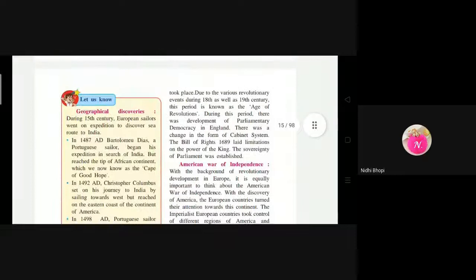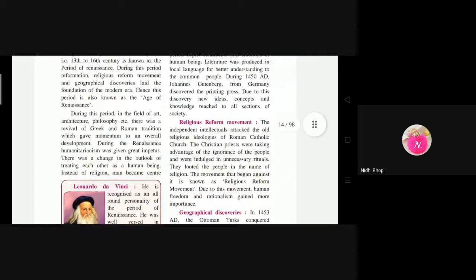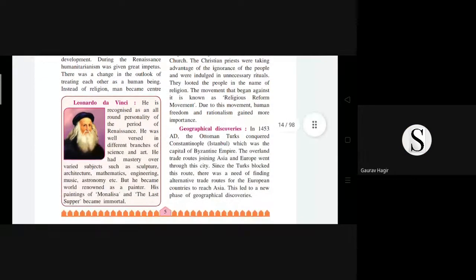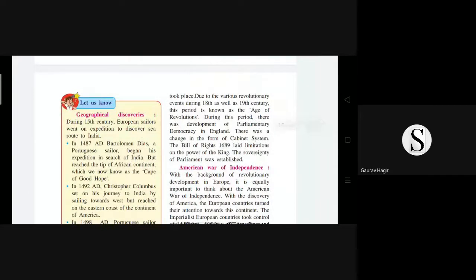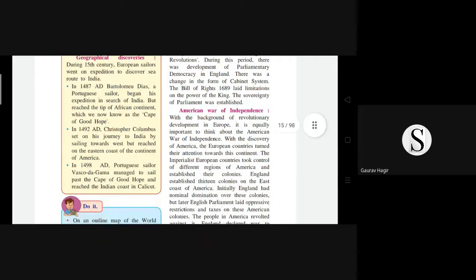Next, tell me about some geographical discoveries. Yes, Gaurav? Yes, ma'am. During 15th century, European sailors went on an expedition to discover sea route to India. In 1487 AD, Bartolomeo Dias, a Portuguese sailor, began his expedition in search of India, but reached the tip of African continent, which we know as the Cape of Good Hope.